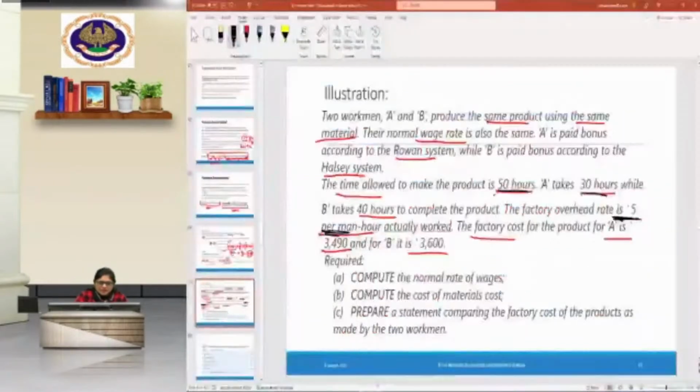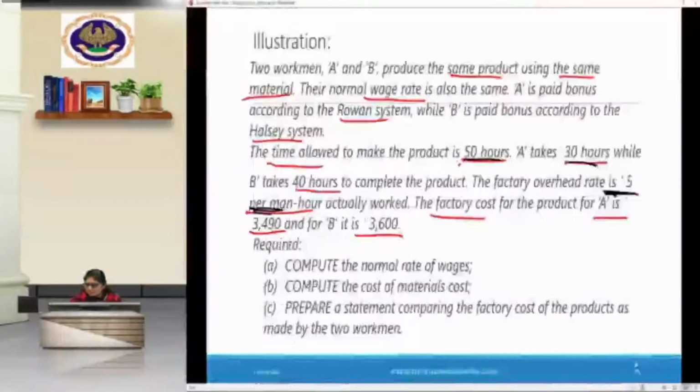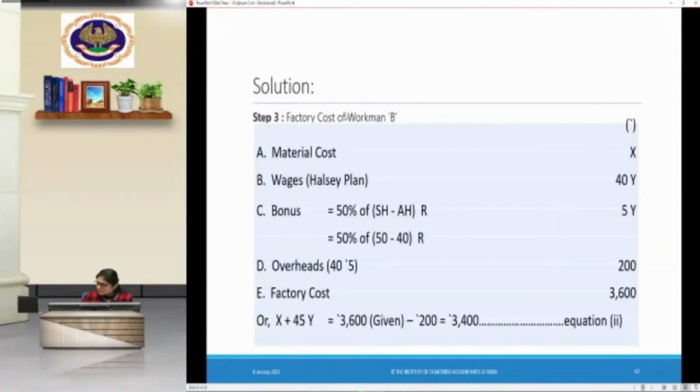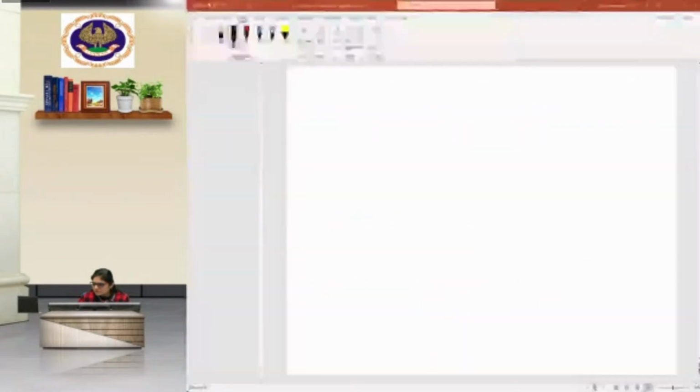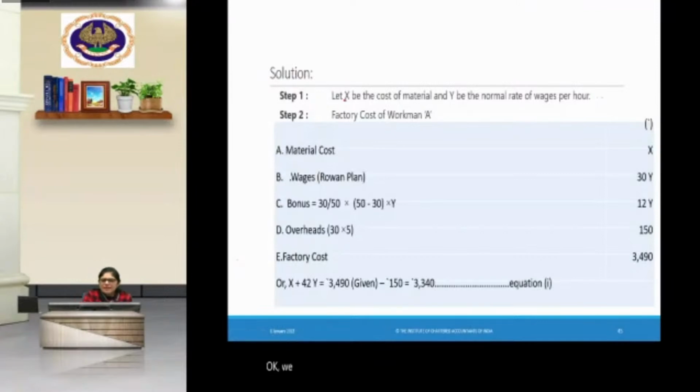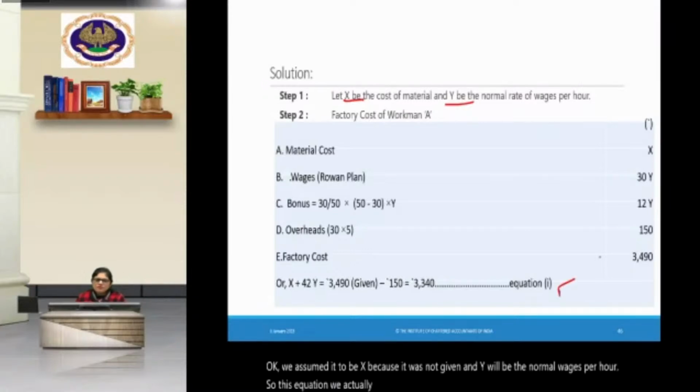So I'll just show you the proper format. This is the way it is to be done. We have done it, so you can again see the proper solution. We assumed it to be X because it was not given, and Y will be the normal wages per hour. So this equation, we actually made it for X.